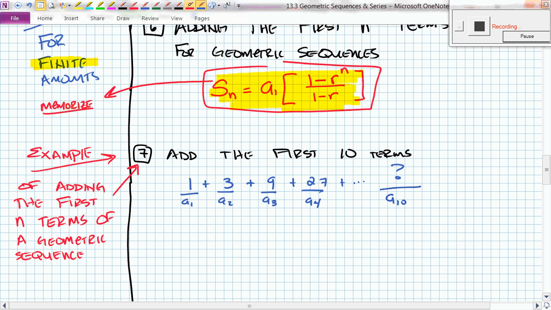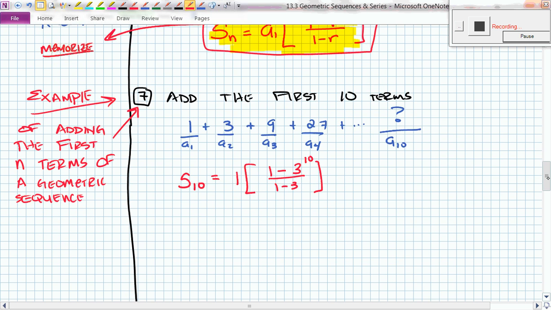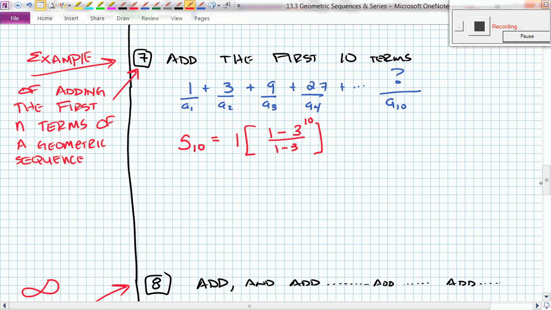So here's what we're going to do. We're going to take the sum of the first 10 terms is equal to the first term, which is just 1, multiplied by 1 minus the ratio. Now, what is the common ratio here, everybody? 3. Very good. We're going to raise that to the 10th power and then divide that by 1 minus 3 because the ratio is 3. Notice we don't even need to know what the 10th term is.